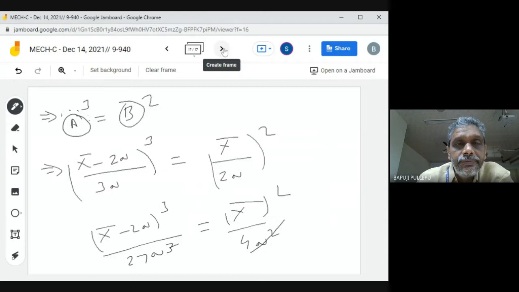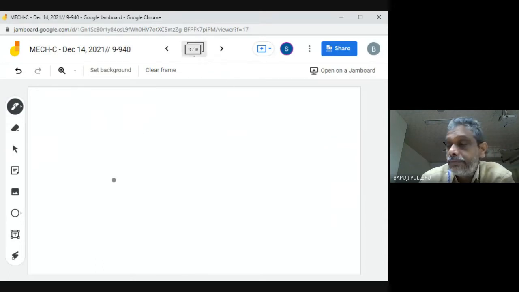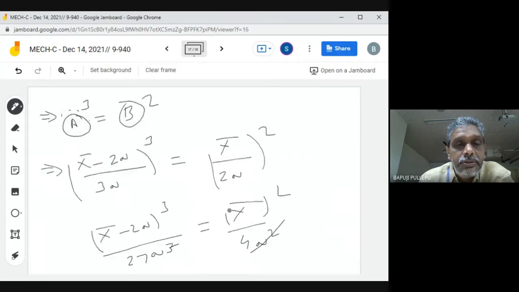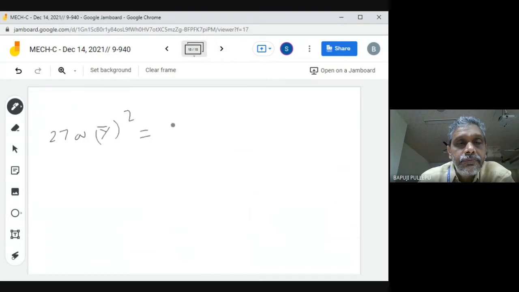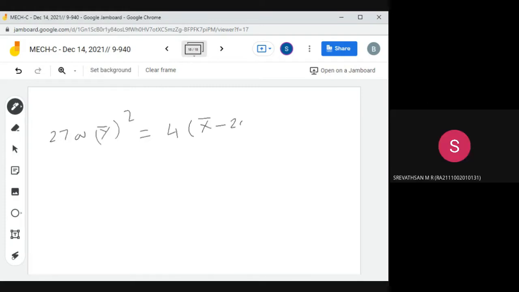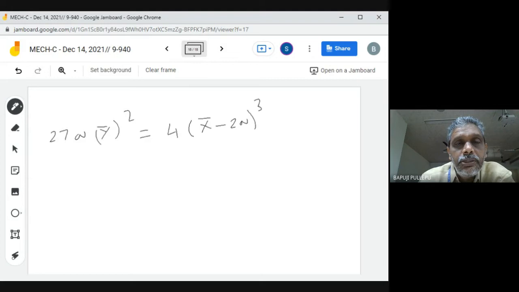Correct? 27 a y bar square is equal to 4 into x bar minus 2a, or 3a? X bar minus 2a, 2a whole cube. Correct? This is for a particular center.